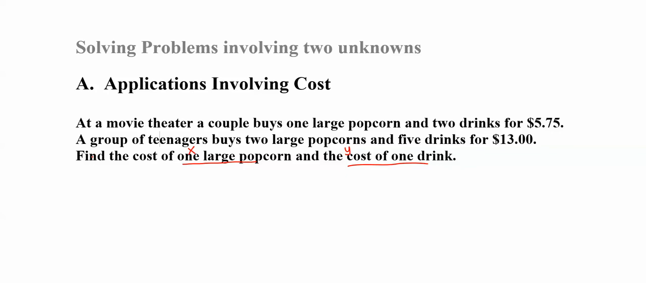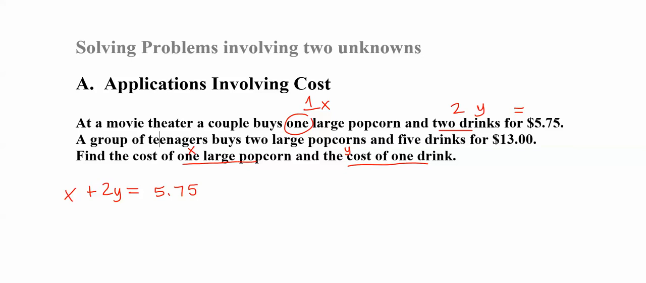Let's reread the first sentence. So the first sentence says they buy one large popcorn, so 1x, and two drinks for $5.75. So my 2 goes with the letter Y since Y is drinks. Now my cost goes on the other side. So let's write that equation here. X plus 2Y equals 5.75.